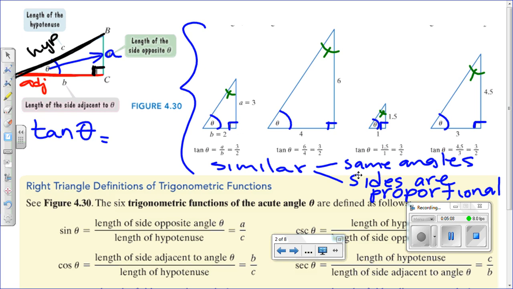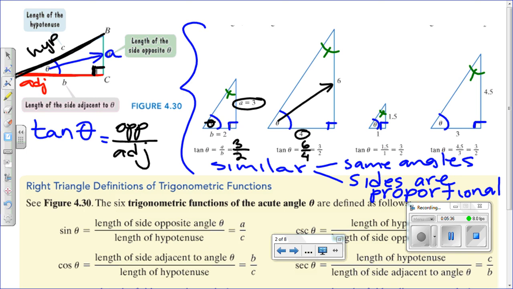Okay, so if we look at this triangle and we try to find the tangent for theta, we're going to be using the opposite divided by the adjacent. So we're going to be looking at the 3 for opposite. It's right here, 3 over 2, 3 halves. Now the bigger triangle, the opposite side is 6, and then over the adjacent side, so that's 6 over 4, and that reduces to the same, which is 3 halves. Now let's look at the little triangle. The opposite side is 1.5, the adjacent is 1. And what happens if you multiply that fraction by 2 over 2?